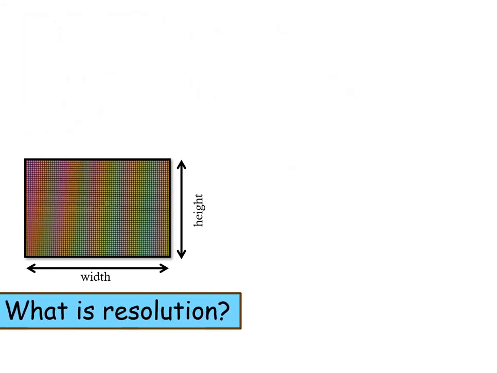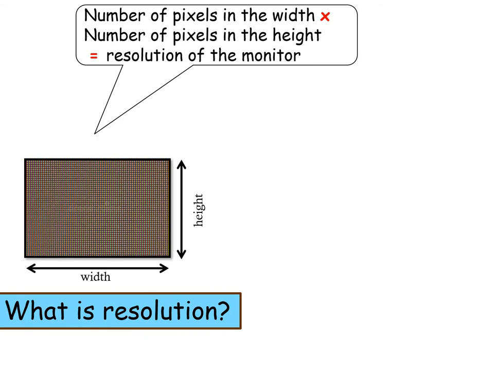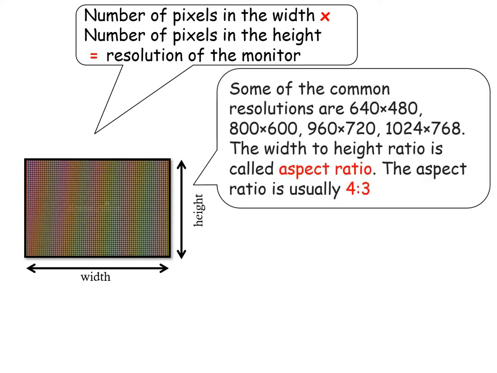What is resolution? The number of pixels in the width direction multiplied by the number of pixels in the height direction is equal to the resolution of the monitor. Some of the common resolutions are 640 into 480, 800 into 600, 960 into 720, 1024 into 768.